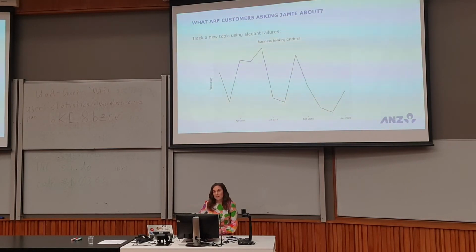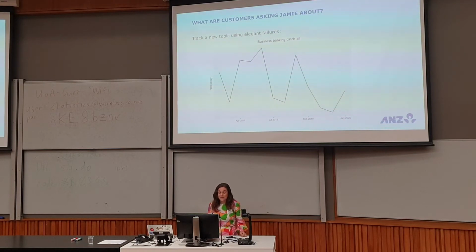Another way, once you've identified a particular topic, if you want to track that, is to do what we call an elegant failure. So that's where we've got a topic that we haven't really trained Jayme on yet, we haven't taken the time to go through all the individual questions, but we just want to capture it and see how it goes over time. So you can just create a generic intent with a response like, oh, sorry, I'm still learning about that, I can't help you just yet.